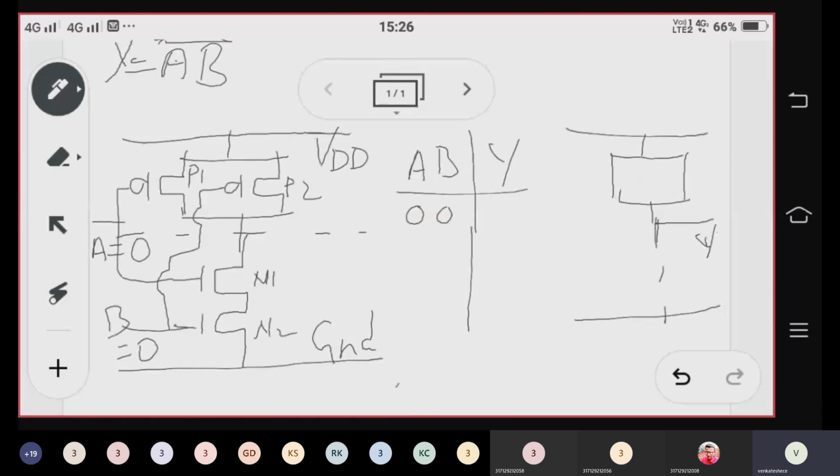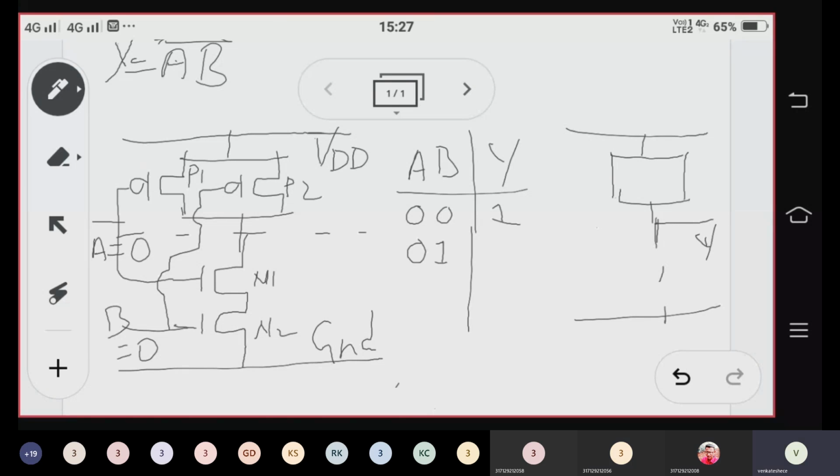In between pull up and pull down, now our VDD is connected to the output or ground is connected to the output? VDD, sir. VDD is connected to the output, so our output becomes a 1.